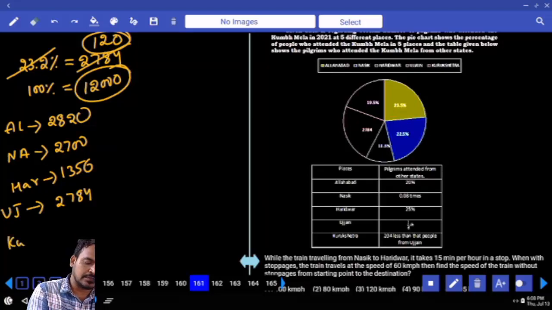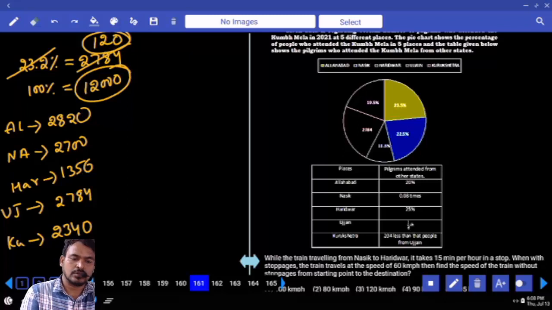Next, Kurukshetra. What is the percentage? 19.5%. That is considered 20% minus half. What is the 20%? 2,400. 0.5% means 60. What is the remaining? 2340. All values are obtained.